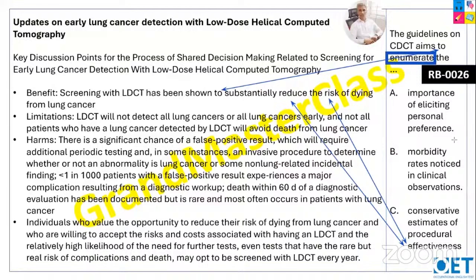So reduce the risk, right? It is very clearly showing reduce the risk of dying from cancer. Has been shown. This is the focus. I already told you, has been shown. Shown means demonstrated, means aim. This is the goal. What is the goal? Effectiveness of the procedure is the goal. Reduce the risk of dying from lung cancer. The number of deaths are reduced. So it is procedural effectiveness. That is what it is aimed to show.